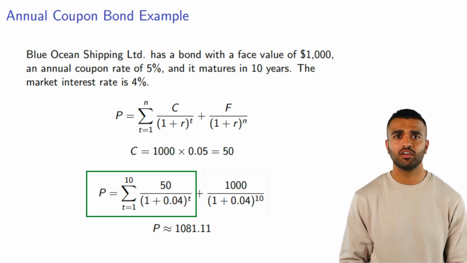The second part of the formula is simply the present value of the bond's face value, which will be received in year 10. Thus, the price of the annual coupon bond is approximately $1,081.11.